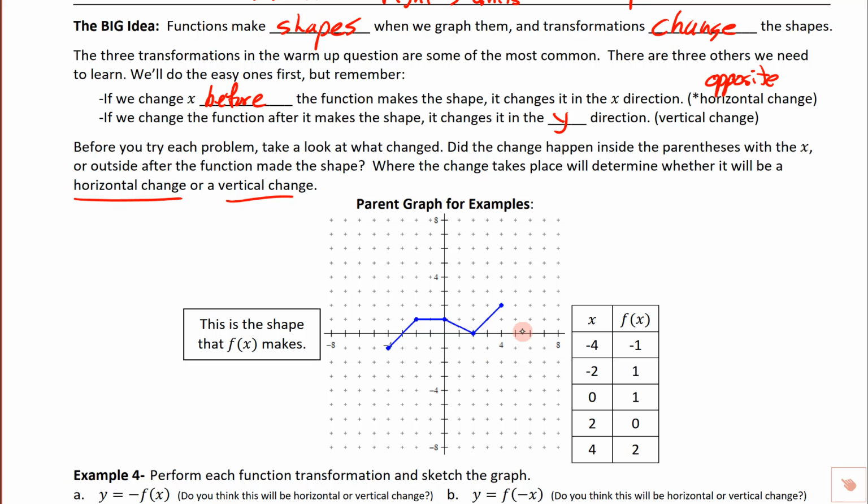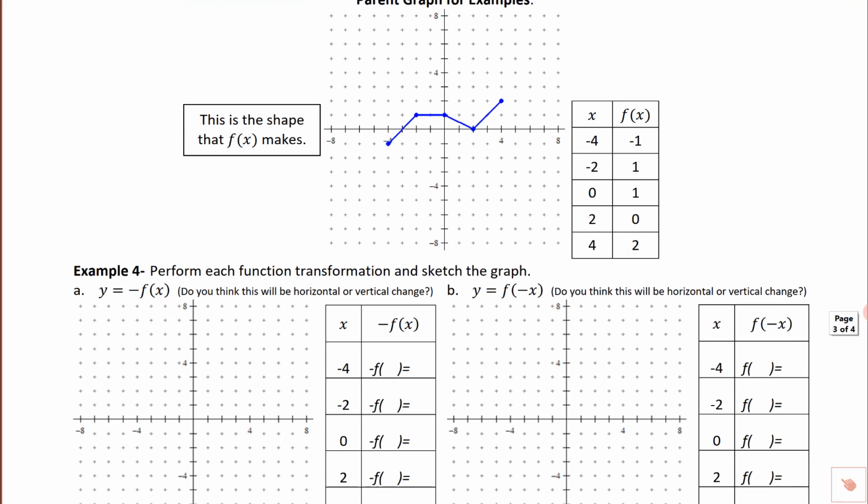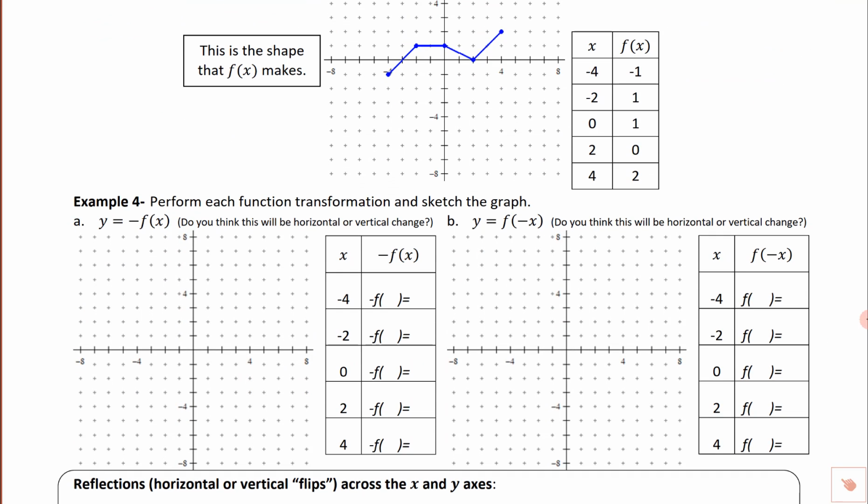So I've got a slightly different piecewise function here, so I'm going to slide down and we're going to take a look at these first couple of examples right here. It says perform the transformations and sketch the graph. So like we did yesterday, wherever there's an x, we're going to put a -4. So I'm going to put a -4 right here. So this is f of -4.